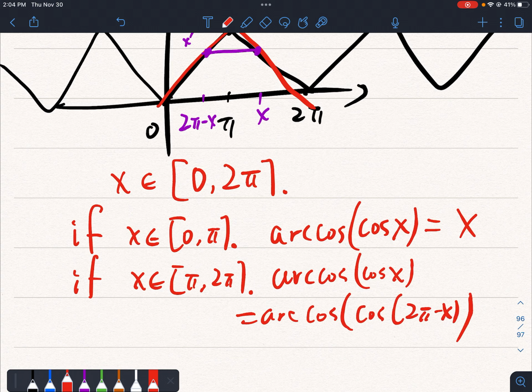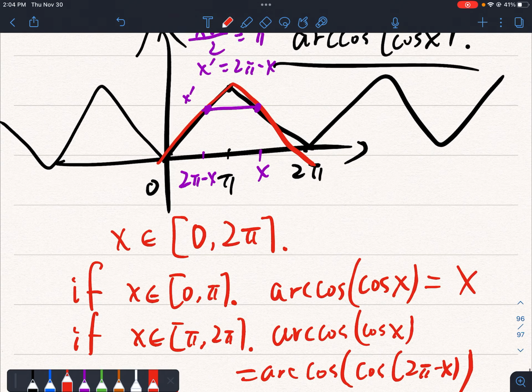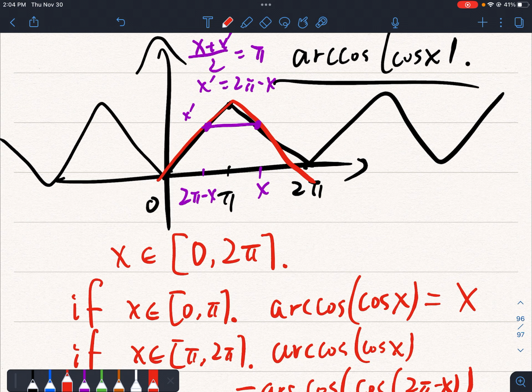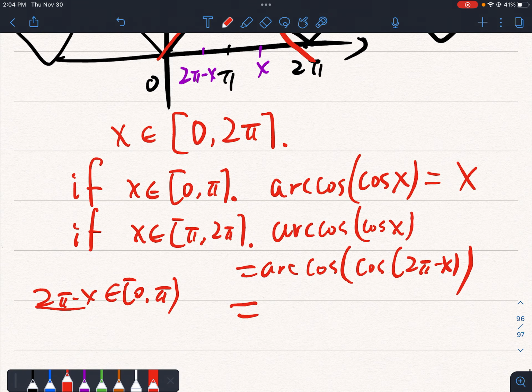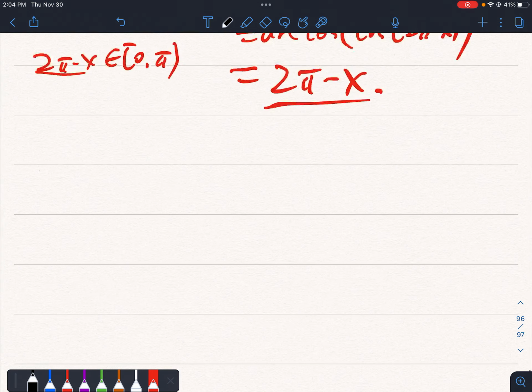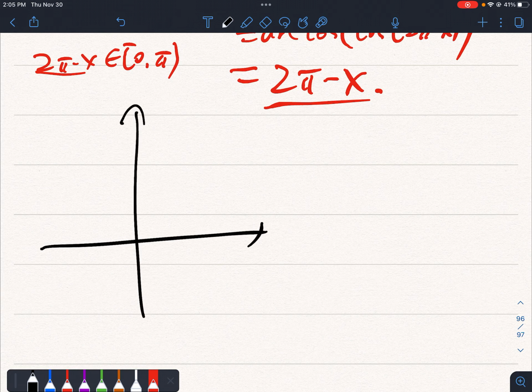Now this arc cos of cos x should be equal to arc cos of cos of 2 pi minus x, because cos is symmetric along x equals pi. Now 2 pi minus x is in the correct interval. This is in the interval 0 to pi, because you can just see it from the graph, right? If x is here, then 2 pi minus x is just here, which is the correct interval. So this will be just 2 pi minus x, okay? So then you can solve for arccos of cos x for every x.